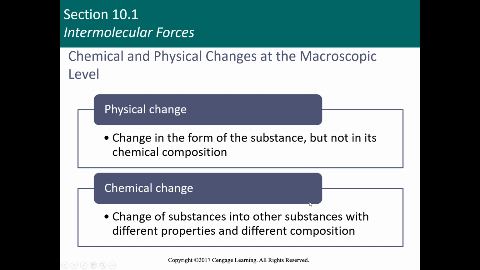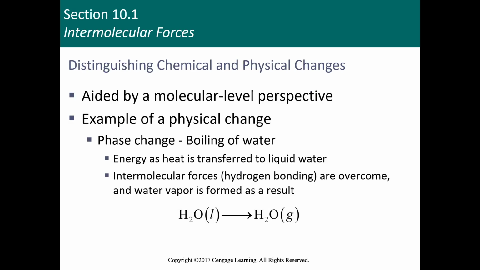Chemical changes, on the other hand, are a change of a substance into other substances with different properties and different composition. So a chemical change is going to be changing methane to water. That would be burning it. Or it could be changing sugar into CO2, which is metabolizing it. Or burning it. That also is burning. Apparently I'm in a mood for burning stuff.